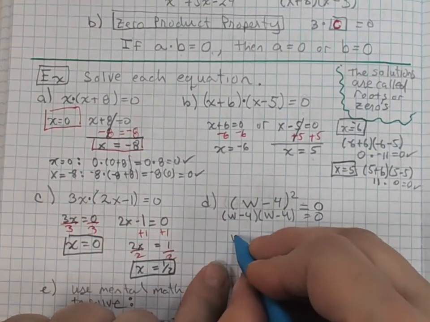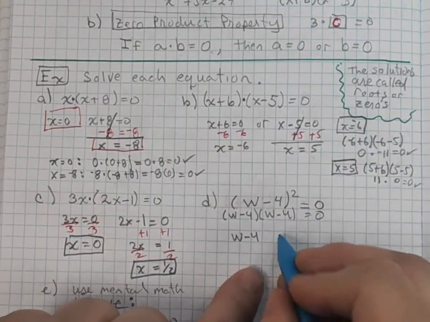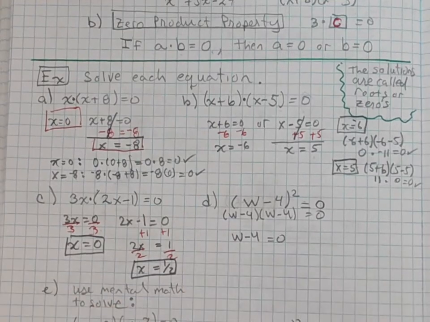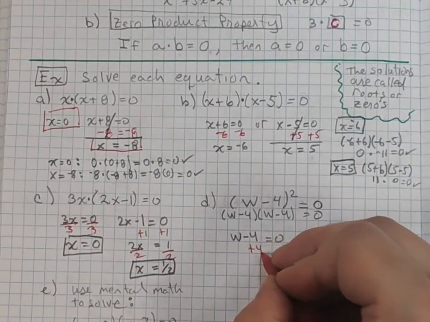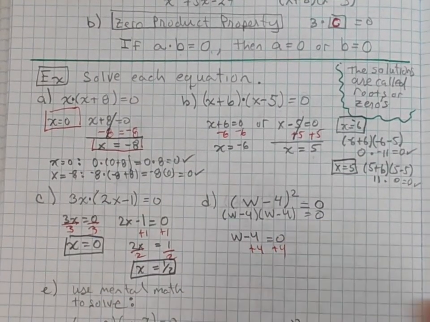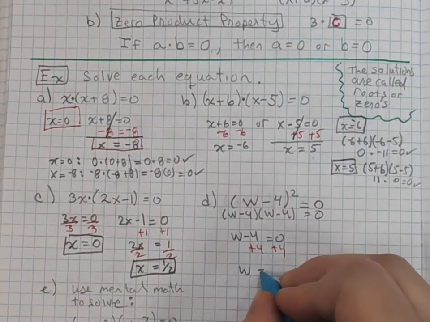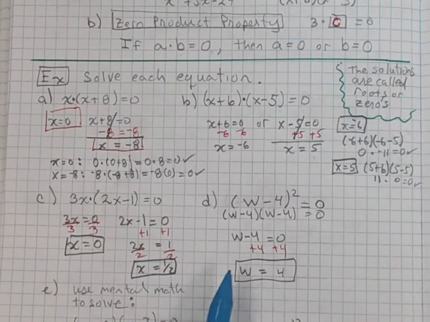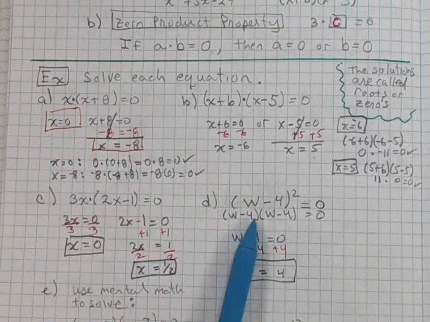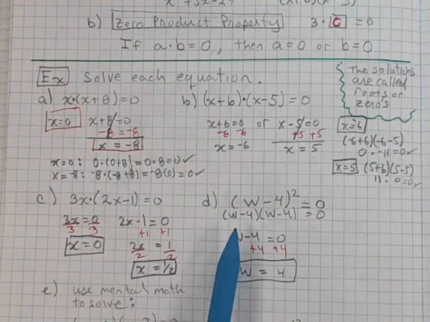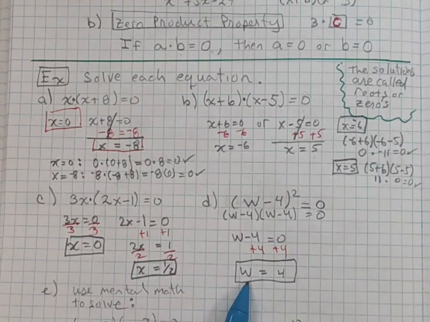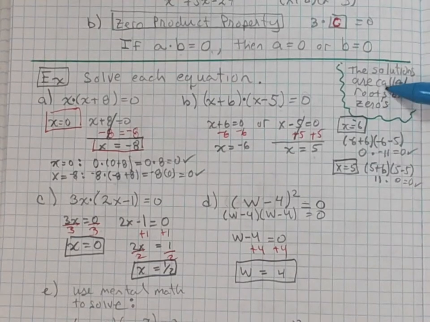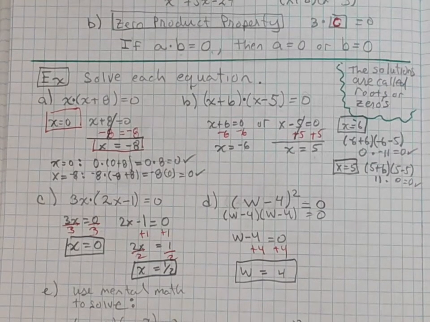All right, so that would mean that w minus 4 is equal to 0. And when I solve this, add 4 to both sides, that gives me w equals 4. All right, that is a single root. However, it is often called a double root because it comes from the same factor, two of the same factor. So it's a double root. Single solution, double root. There's that word root, right? I told you I was going to use it.